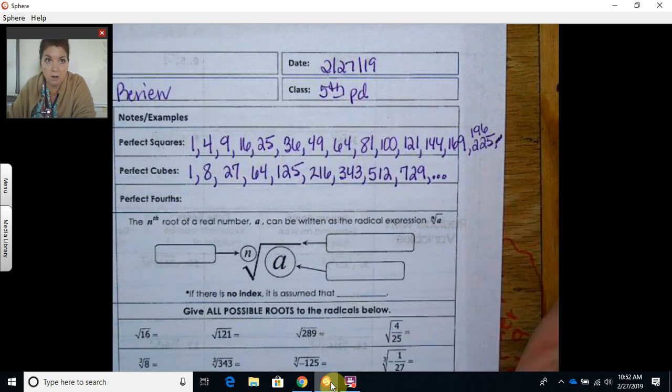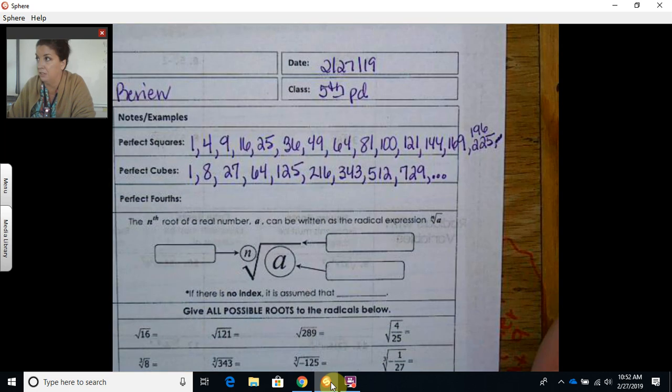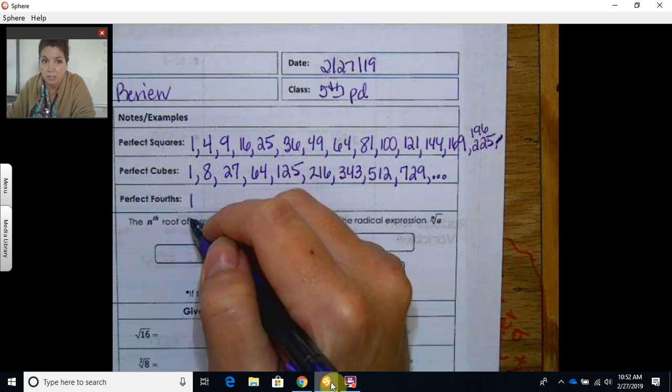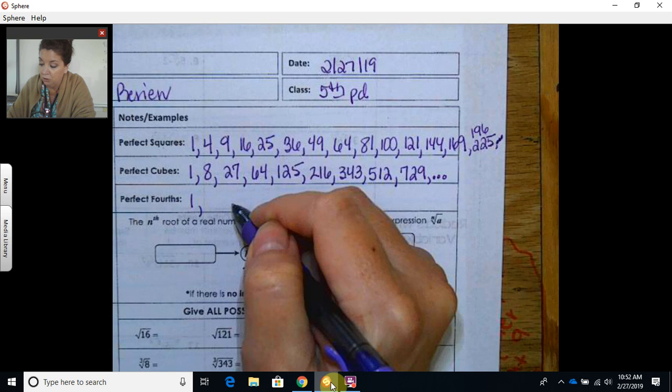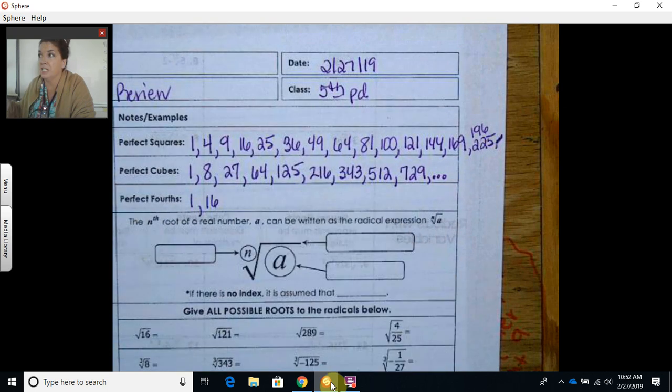A perfect fourth is a number that has 4 identical factors. No extra factors, just 4 identical factors. So what do you think 1 to the 4th power is? 1. So what's the 4th root of 1? Notice 1's a perfect everything. Perfect square, perfect cube, perfect 4th, perfect 5th, perfect 6th. What is 2 to the 4th? 16. So the 4th root of 16 is 2. What's the square root of 16? 4.